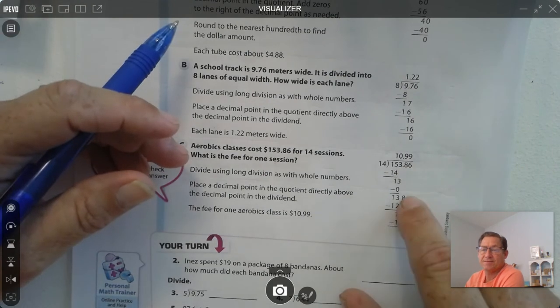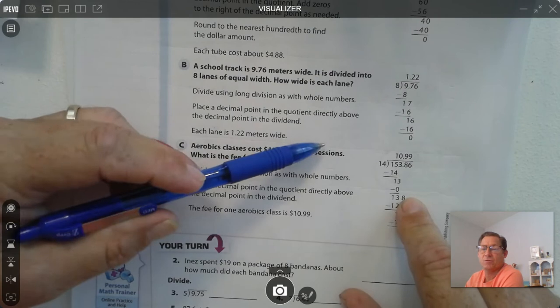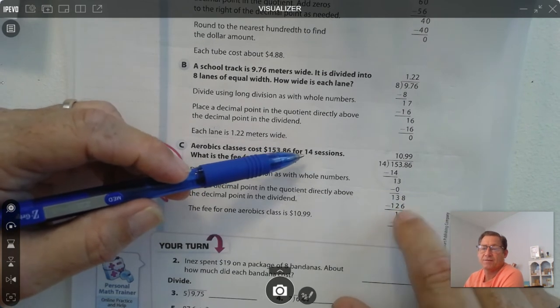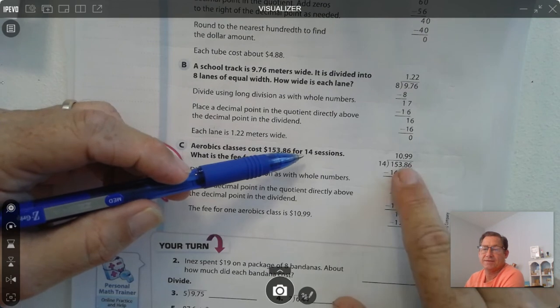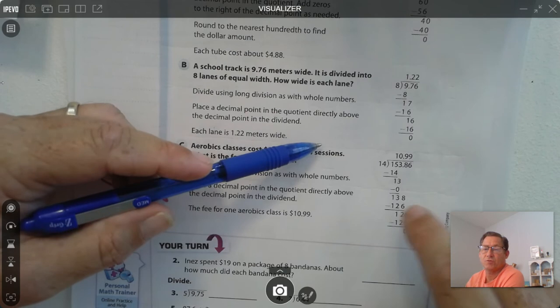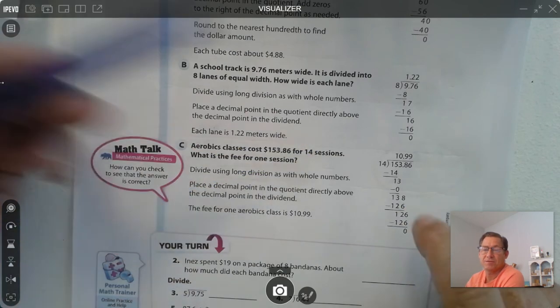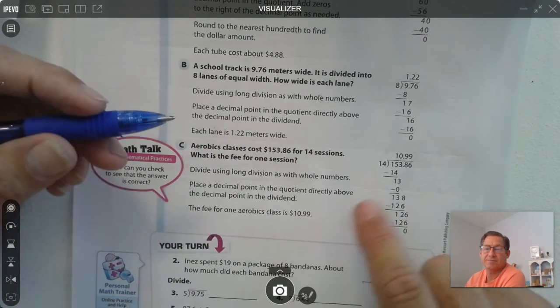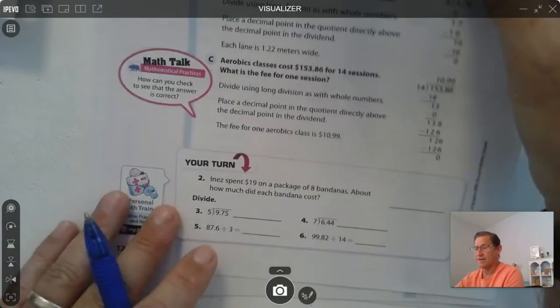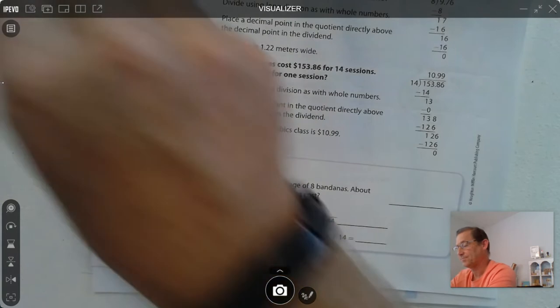Bring down the 8 tenths. 138 divided by 14 is 9. That gives us 126, with a remainder of 12. Bring down the 6 hundredths. And 126 divided by 14 we know is 9. So that leaves us 0. So the cost of the class is $10.99.